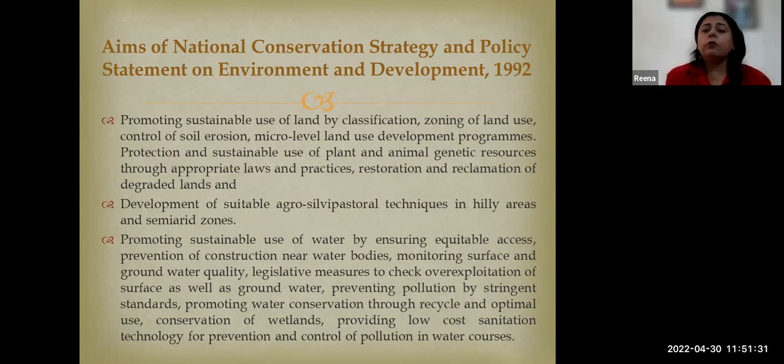Then in water also, you have to promote sustainable use of water by ensuring equitable access, so that there is access to quality drinking water for each and every citizen of our country. Then prevention of construction near water bodies, monitoring surface and groundwater quality. For example, these days, if you are establishing any landfill site or waste treatment project, you have to install piezometers in each direction of your project, so that the leachate coming out from your waste management site should not pollute the underground water resources or the aquifers. That is also ensured by our policy.